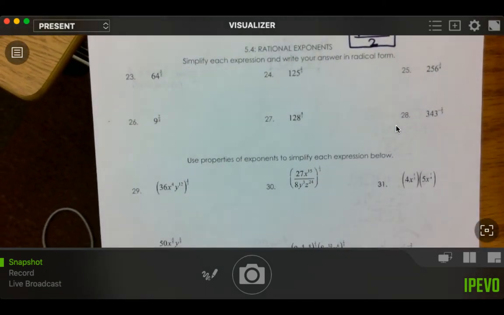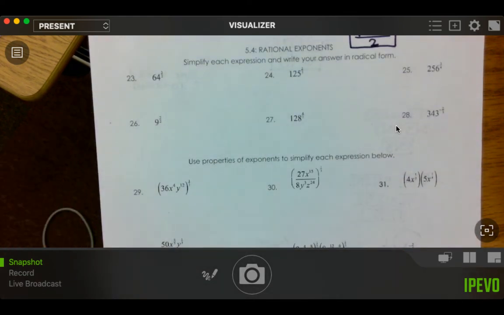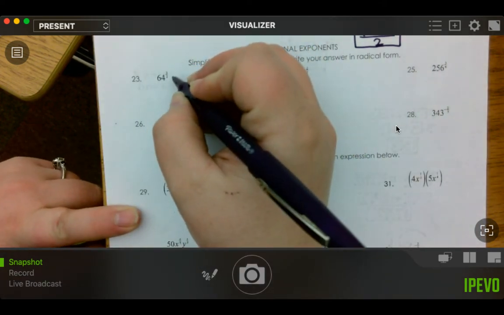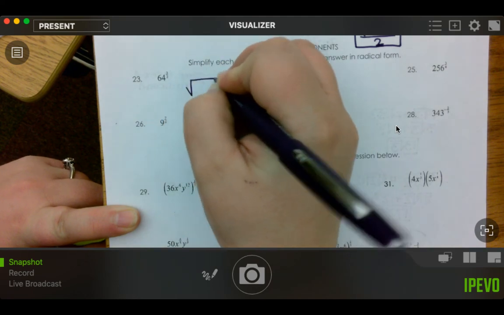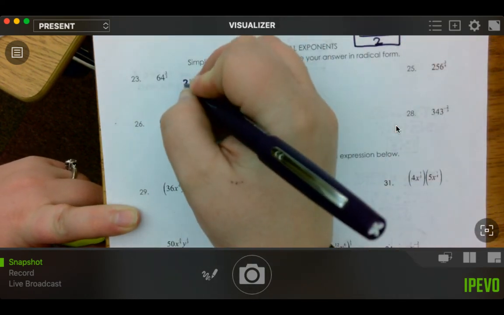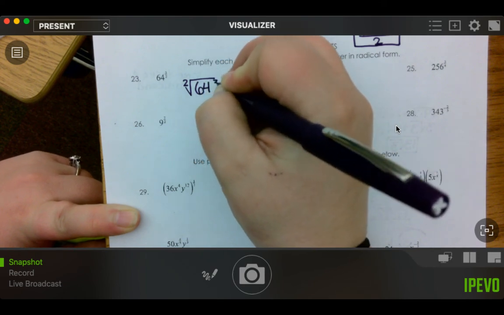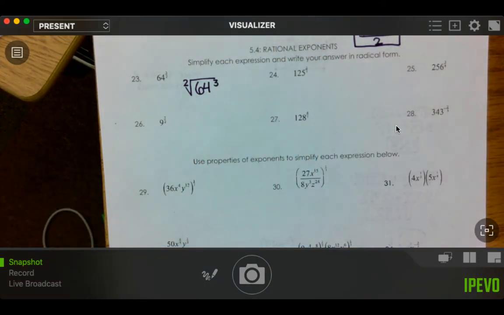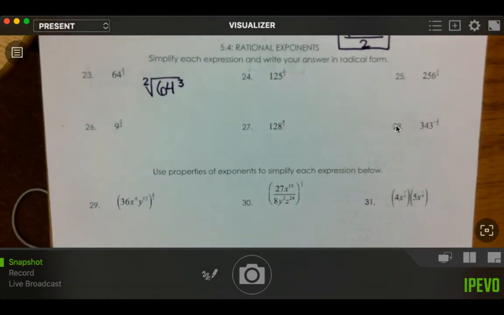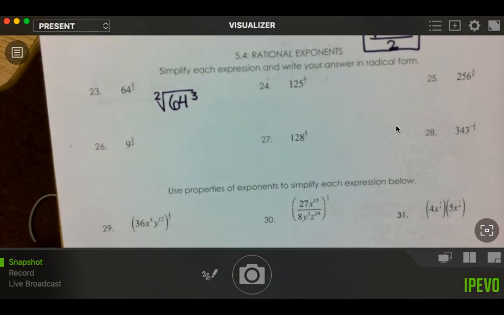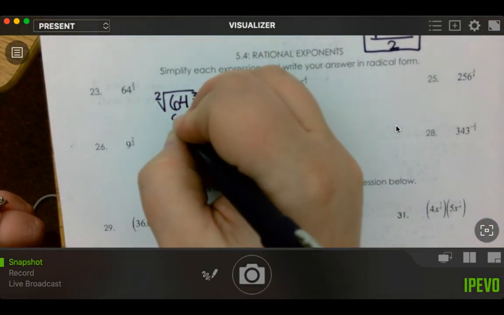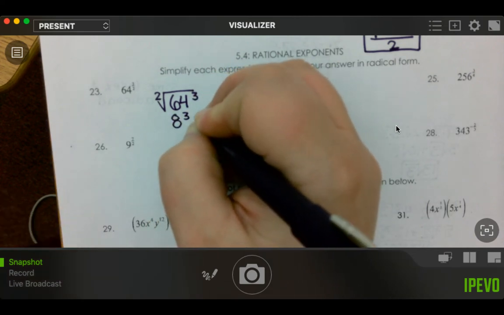So I'm just going to pick these two. These are pretty simple. Whatever number is on the bottom of the fraction, a fraction exponent means a radical. Whatever number is on the bottom is the index, and whatever number is on the top just kind of stays with it. You can either put that 3 outside or inside. And then what we're going to do is the square root of 64, which is 8 cubed.